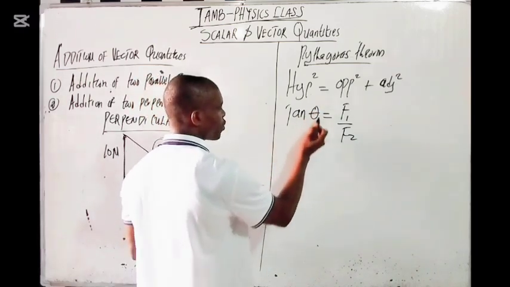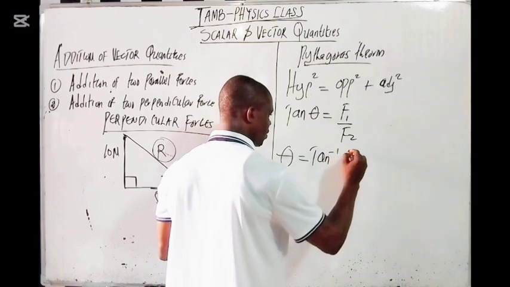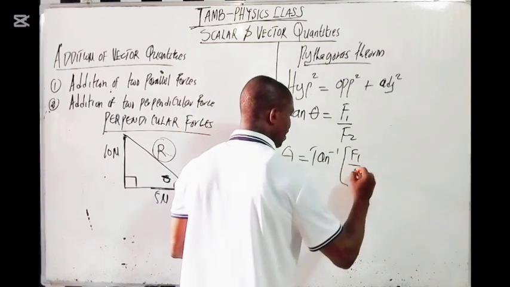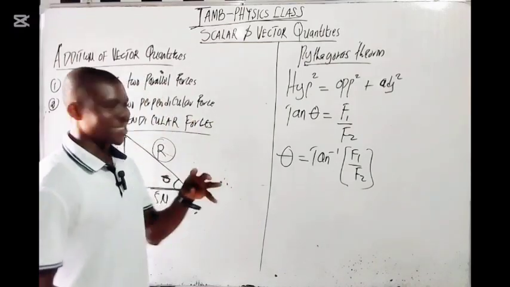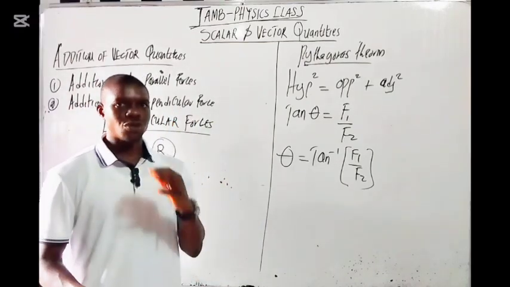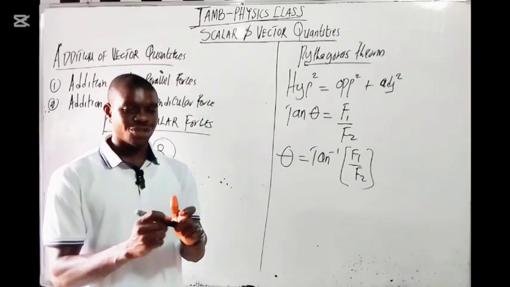So if you should make this one the formula, you have theta equals what? Tan inverse F1 over F2. This is what you now use. Because this is JAMB, they want to use the special angles. Do you understand? That is why you need to understand trigonometry very well.